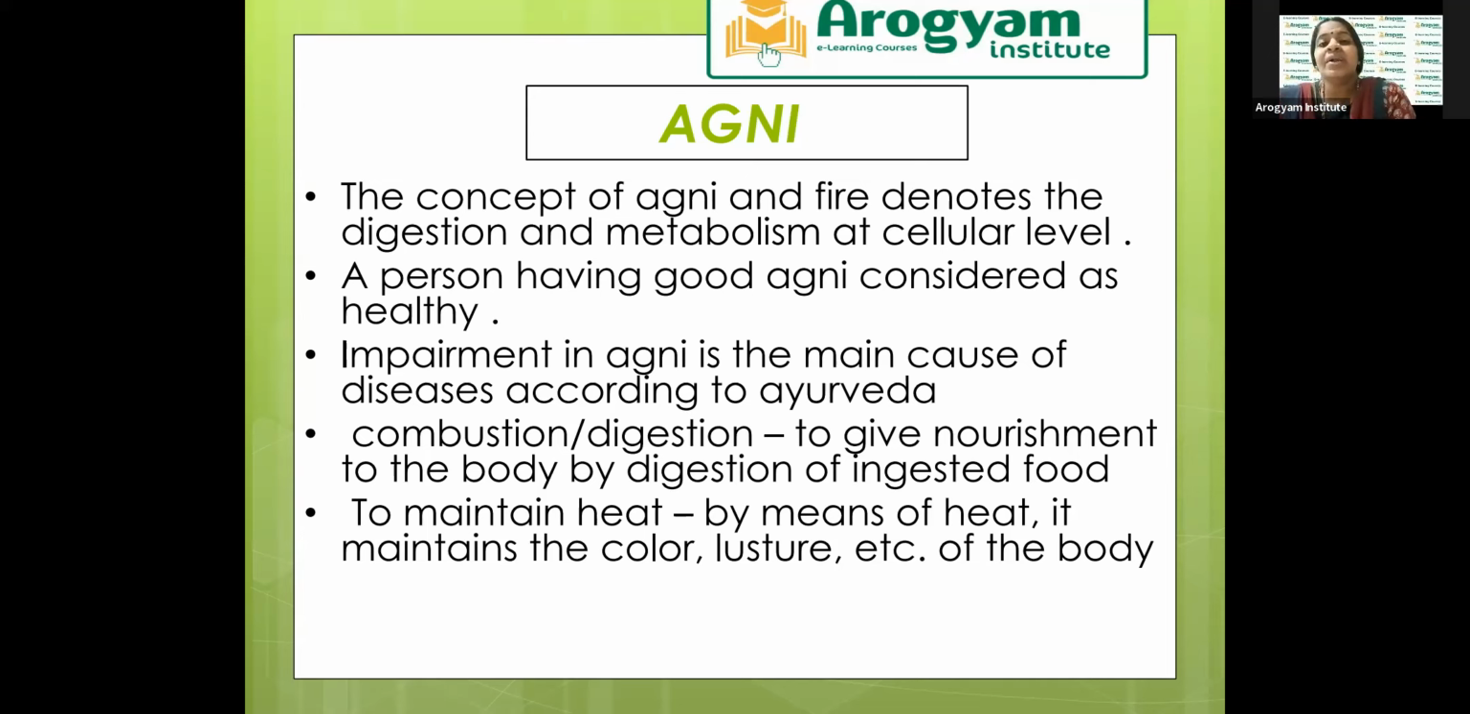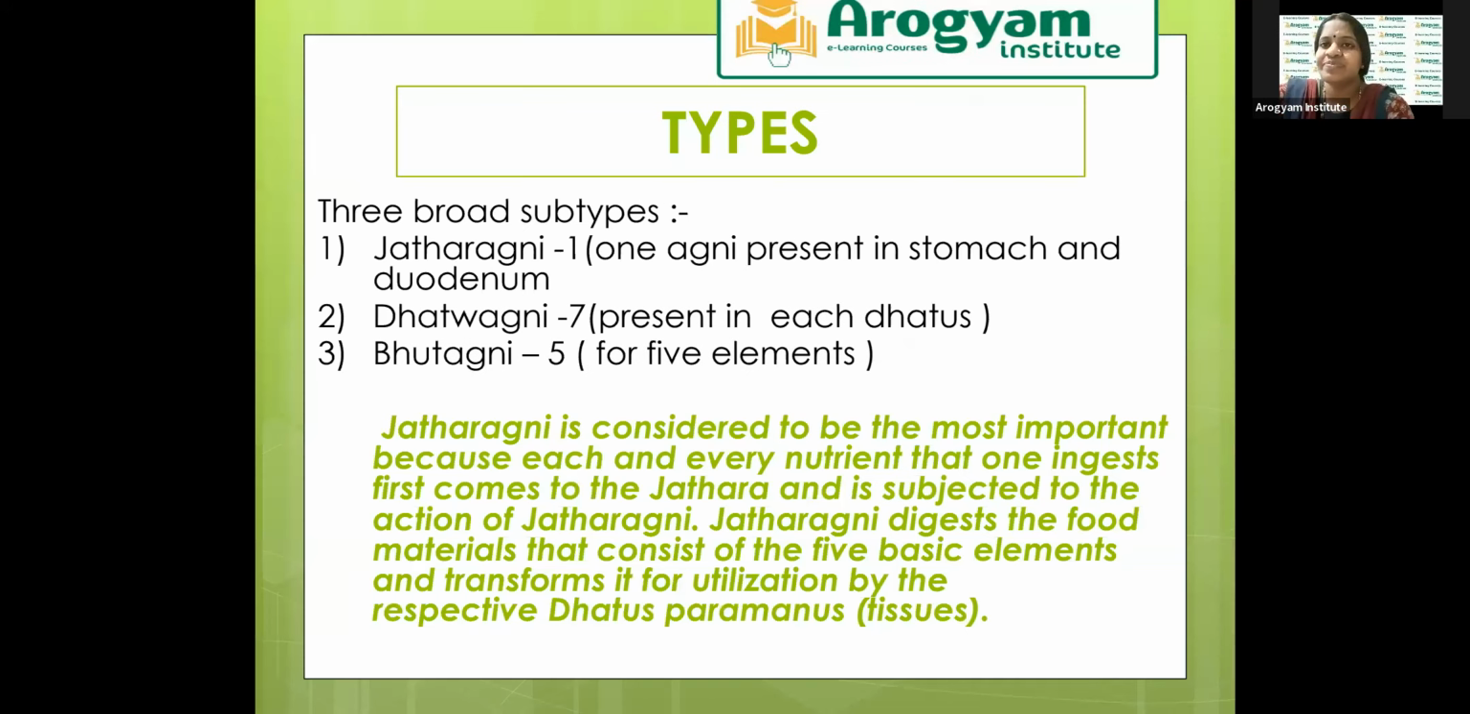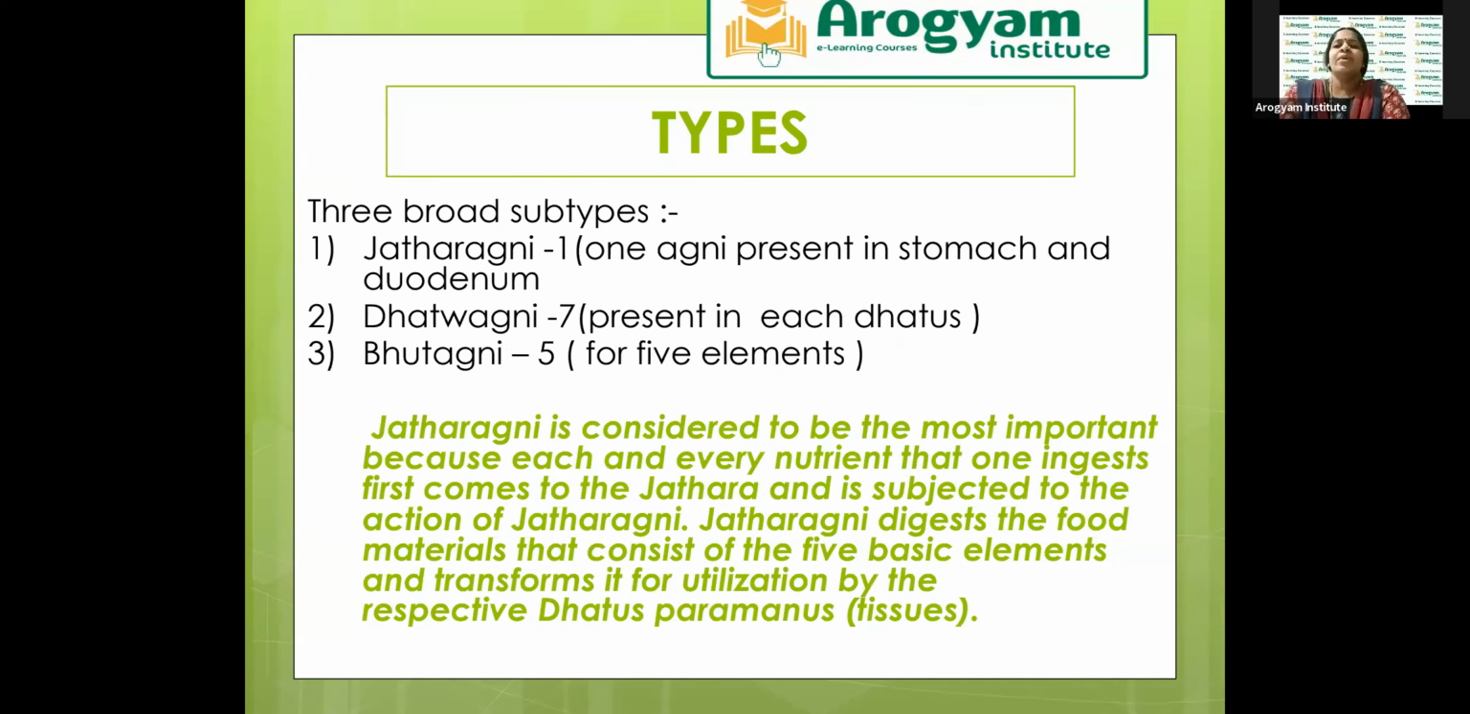So, and also maintenance of heat. By means of heat, it maintains color, luster, etc. of the body. शरीर का कुछ glow या फिर health, all these heat, all these temperature, everything is maintained by Agni. So Agni में बहुत सारे varieties हैं. So basically 3 broad subtypes are there.